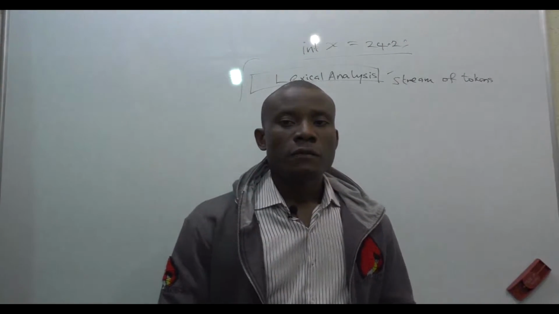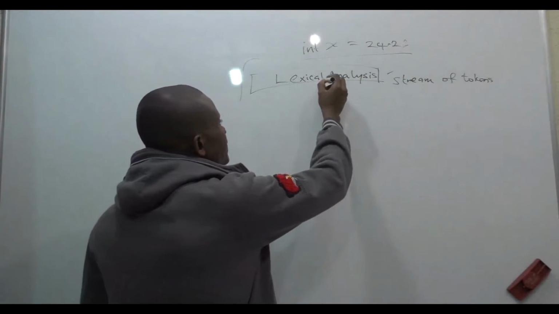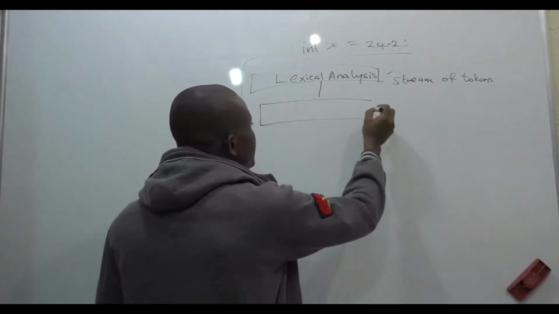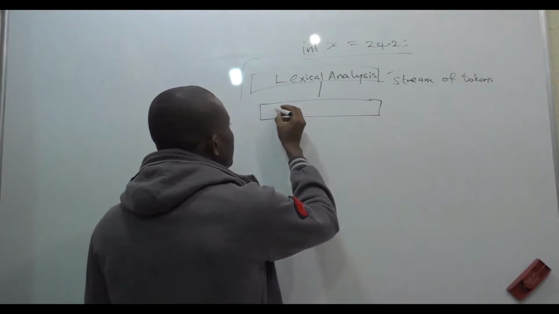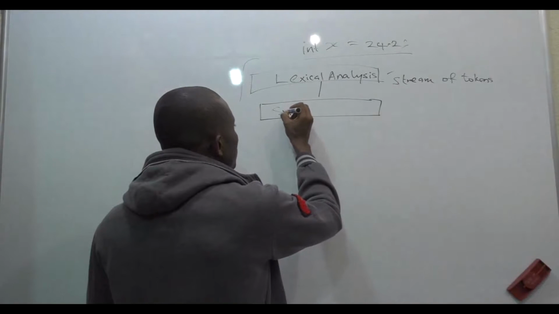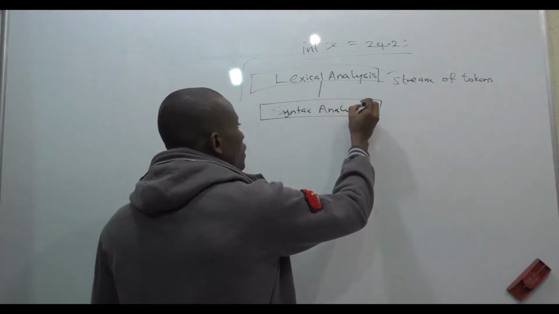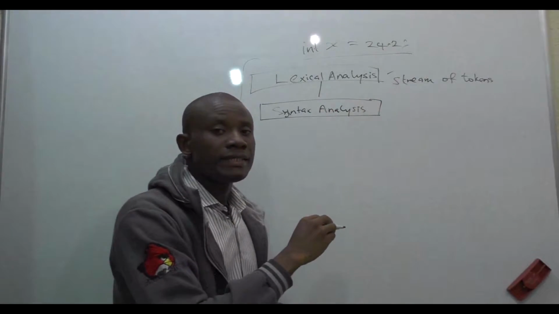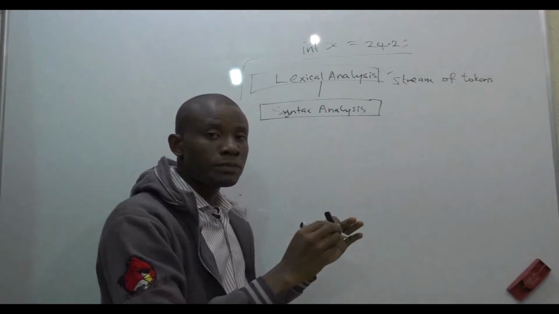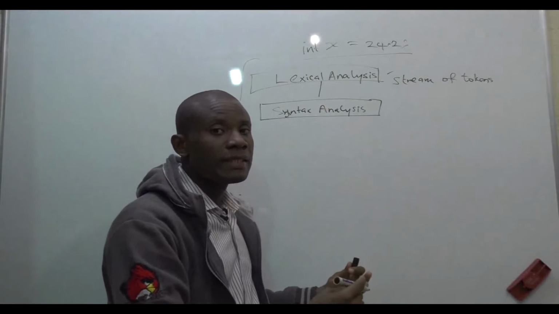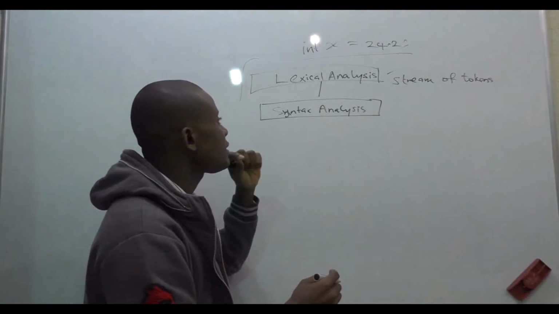So the next phase we are going to discuss is the syntax analysis. The syntax analysis follows from the lexical analysis. So the phase of the compiler is syntax analysis. What happens here is that the syntax analyzer checks the input program to make sure that it harmonizes with the syntax of the language. So syntax errors are detected in the syntax analysis phase.